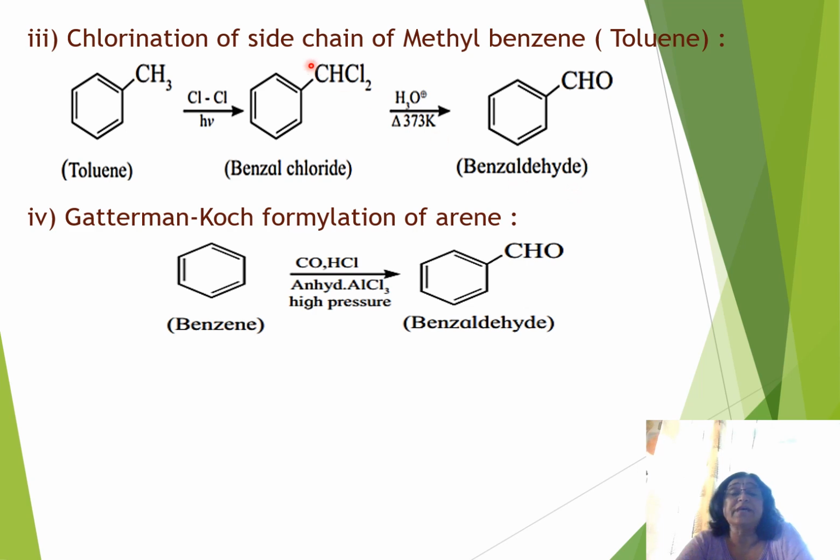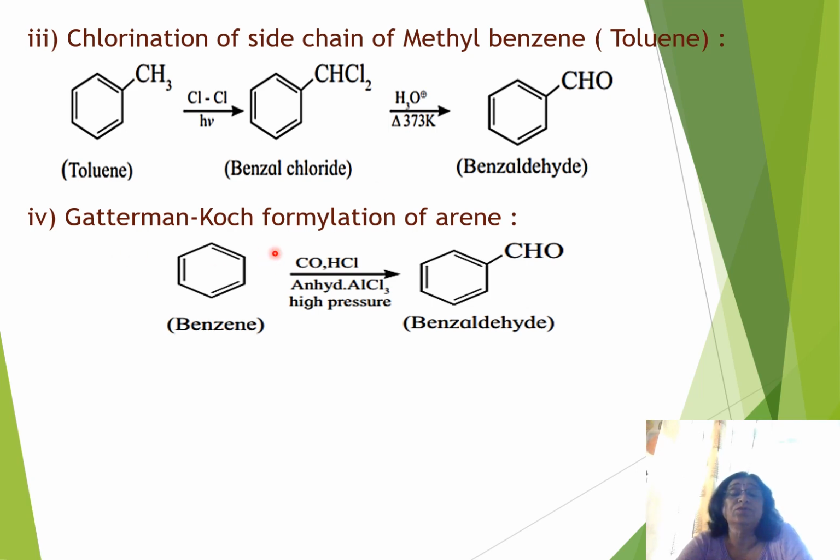Then chlorination of the side chain of methyl benzene, that is toluene. So toluene on chlorination gives you benzal chloride. This benzal chloride on hydrolysis gives you benzal dihydroxide, and a water molecule is given out because two OH groups are attached to one carbon. So the water molecule is given out and benzaldehyde is formed. So this takes place in the presence of H+ and when heated to 373 Kelvin.